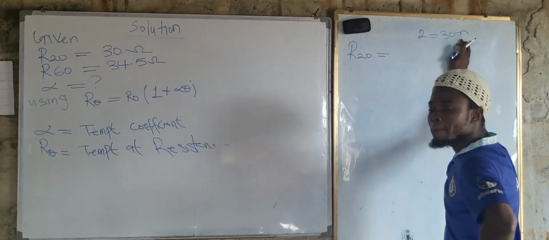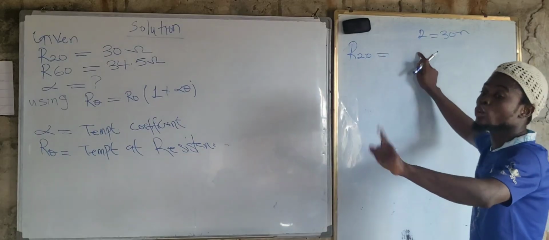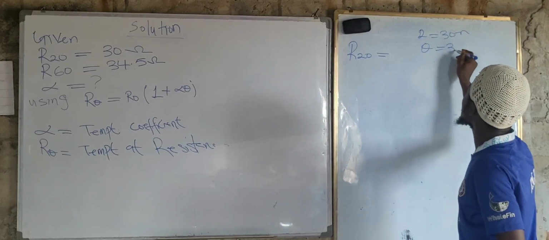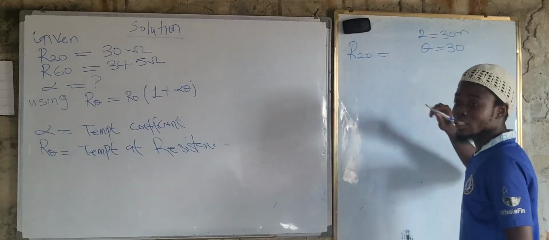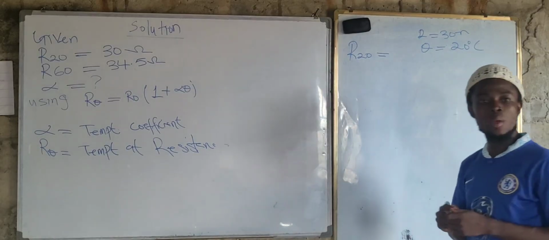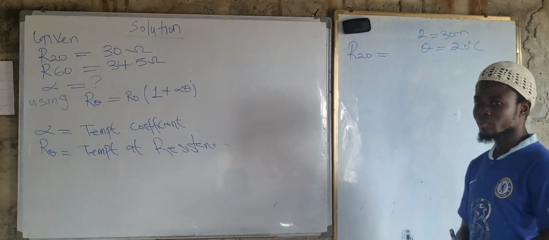Let's go. At 20 degrees Celsius. Now, at 20 degrees Celsius, the resistance was what? 30 ohms, right? So we have theta. Theta is equal to what? Sorry, 20. Theta is equal to 20 degrees Celsius. Are we okay here?